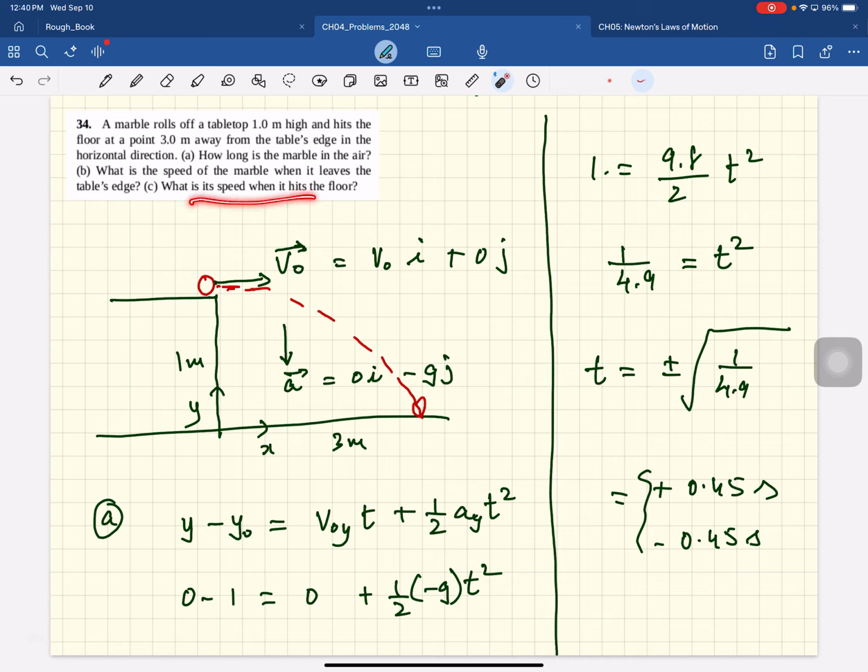And what is the speed when it hits the floor? What is the direction of the velocity? Do you guys remember? Let's start off: what is the trajectory? This is part of a parabola. The trajectory is parabolic, and the velocity at any given spot is tangent to the trajectory. They're asking you for the speed, the magnitude of this velocity.